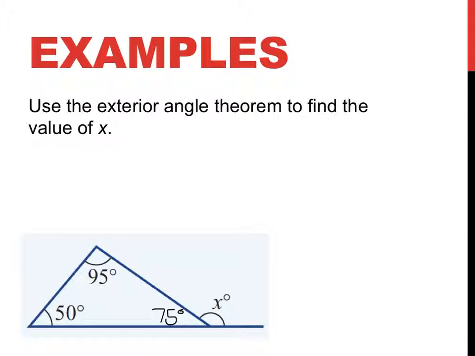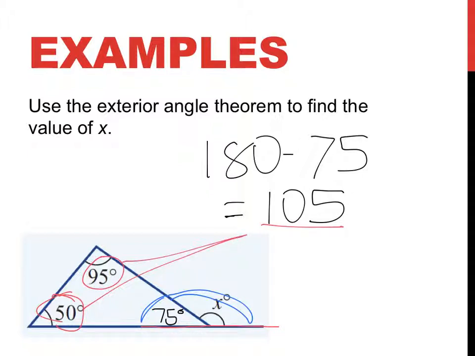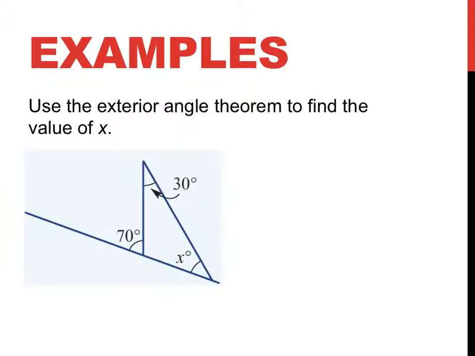What are these guys sitting on? They are adjacent angles and they are sitting supplementary to each other. So they're going to equal 180 degrees. So 180 minus 75 must mean that that is equal to 105. Hold on, haven't I heard that number 105 before? What's 95 plus 50? Interesting.